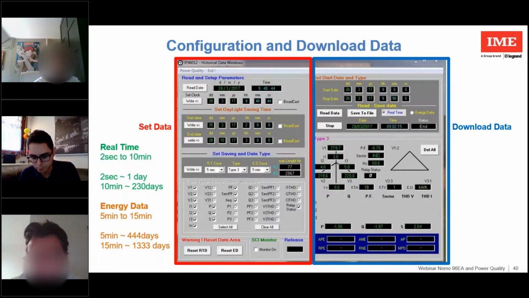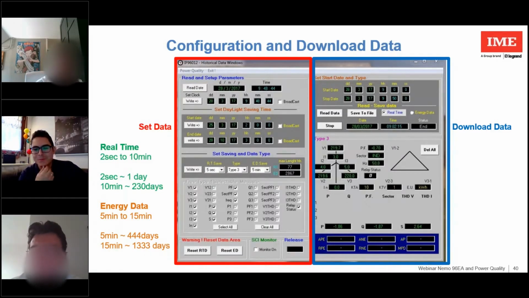From Michael: kindly advise if we now have a CT for kilowatt hour meter of 2400 to 5 amp with class 0.2S. Yes, but we will see it in the next webinar. Okay.